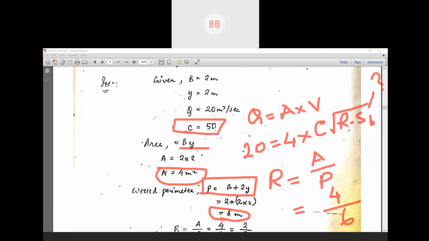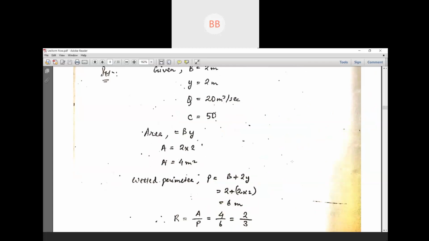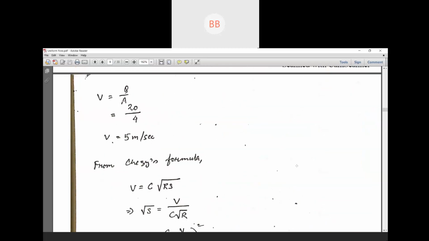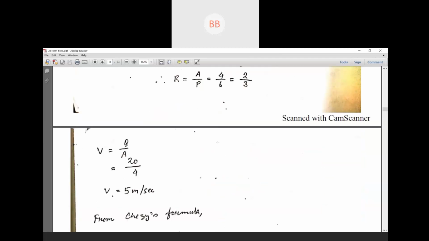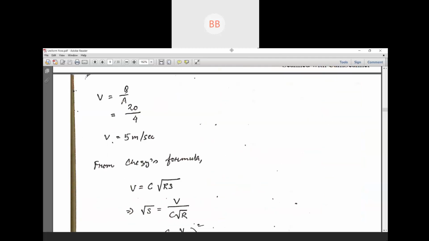So R will be 4 by 6. Then you substitute the value of R as 4 by 6, C equal to 50, and you see you have one equation and one unknown. So you try to find out the slope and see how much you got. Here you can see R equal to A by P, that's 4 by 6. You can also write 2 by 3. Then we have calculated velocity.